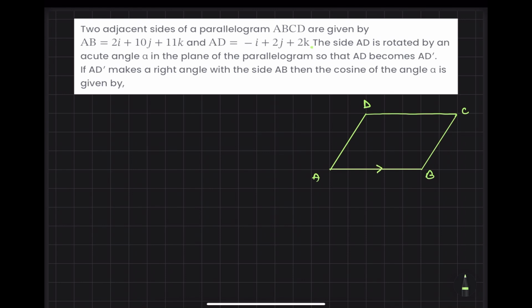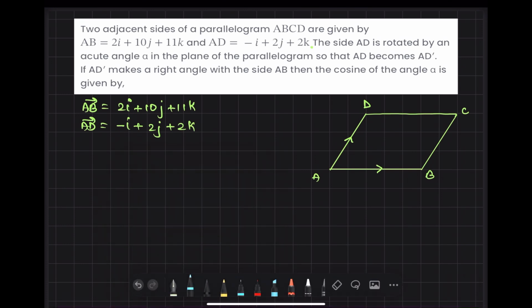You are aware of AB vector and AD vector. So we have AB vector as 2i plus 10j plus 11k. Then we have AD vector as minus i plus 2j plus 2k. So we got our vectors.